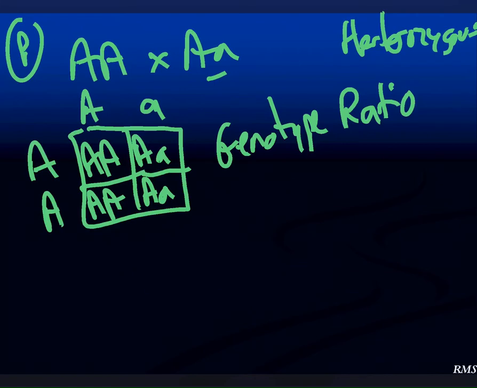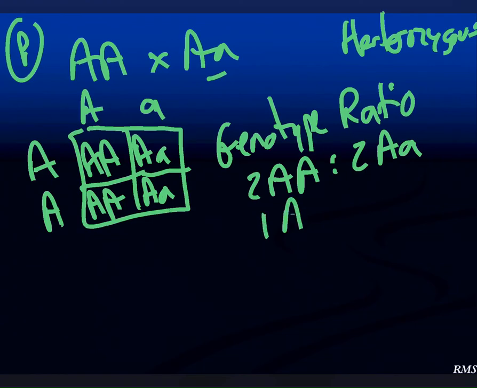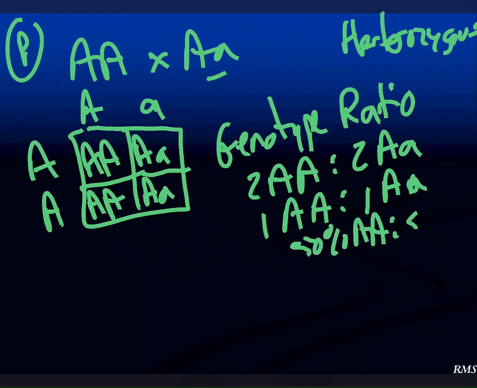It's going to be 2 big A's to 2 big A little A's. Or we could reduce that and say it's 1 to 1. Or once again, we could say it's 50% big A to 50% big A little a. So that's one way we could show it.